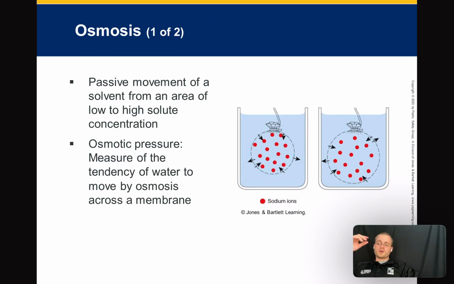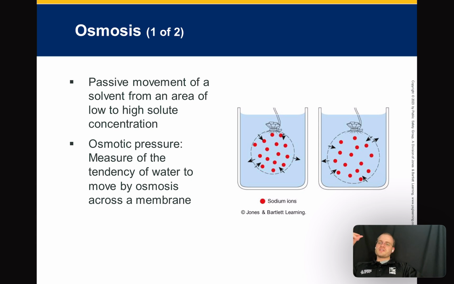Now, moving forward to osmosis. You have to leave diffusion behind because now we're changing gears. We're going to osmosis. So let me read this to you. Osmosis is the passive movement of a solvent from an area of low to high solute concentration. We use this a lot in our body for IV fluids, and we see this in a lot of pathologies. So that's why it's covered.